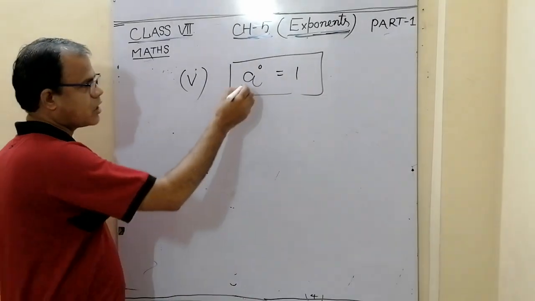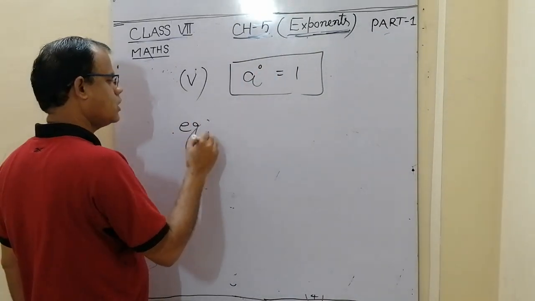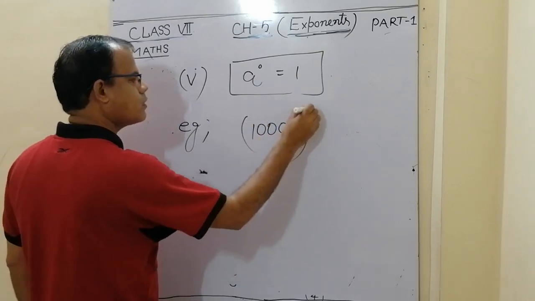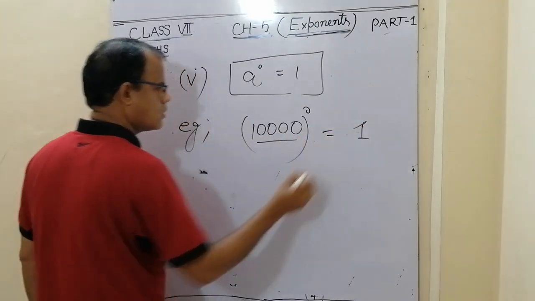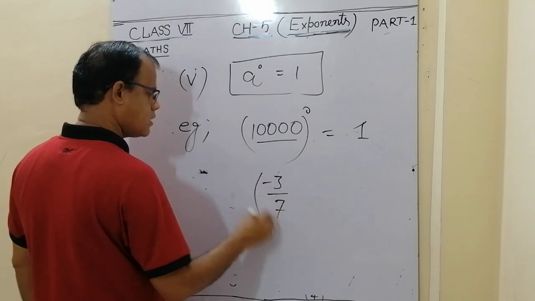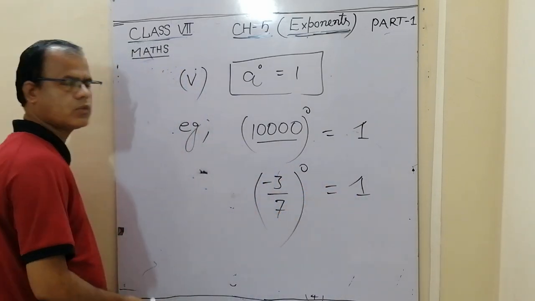Next, a raised to the power 0 equals 1. So if we have 10,000 raised to the power 0, the value of this becomes 1. If we have (-3/7) raised to the power 0, it also becomes 1.